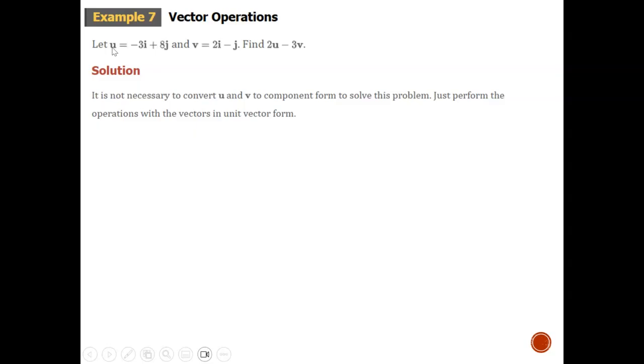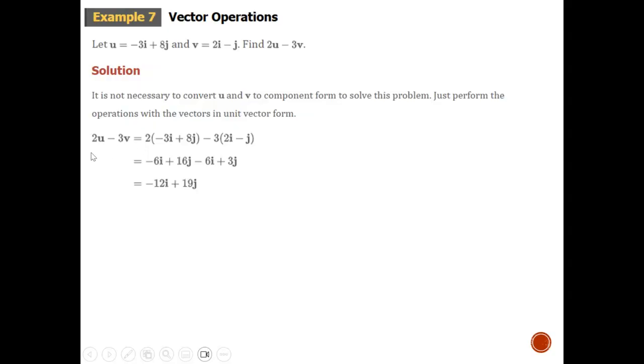Here, right? They give us vector u is equal to negative 3i plus 8j, and vector v is equal to 2i minus j. They want us to find 2 times vector u minus 3 times vector v. Solution: it is not necessary to convert u and v to component form to solve this problem. Just perform the operation with the vectors in unit vector form.